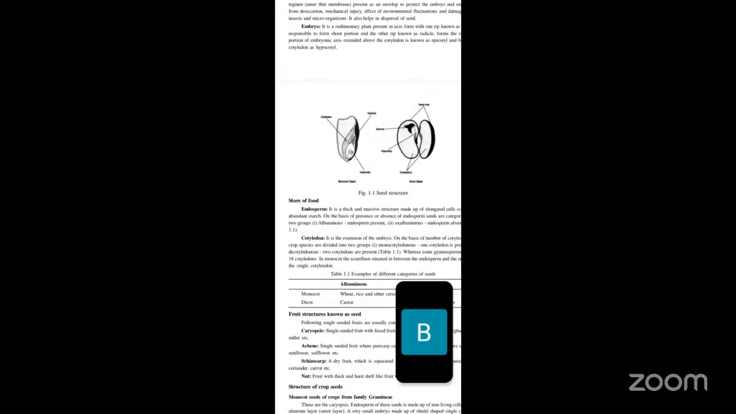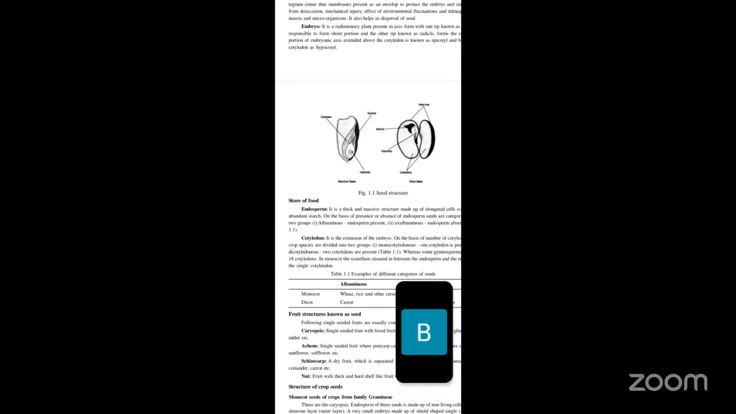Okay, this is the structure of the seed. See, this one is the diagram of the cotyledons and the epicotyl, the portion above. The epicotyl is the extended embryonic axis, and next, the portion below the cotyledon is called the hypocotyl.